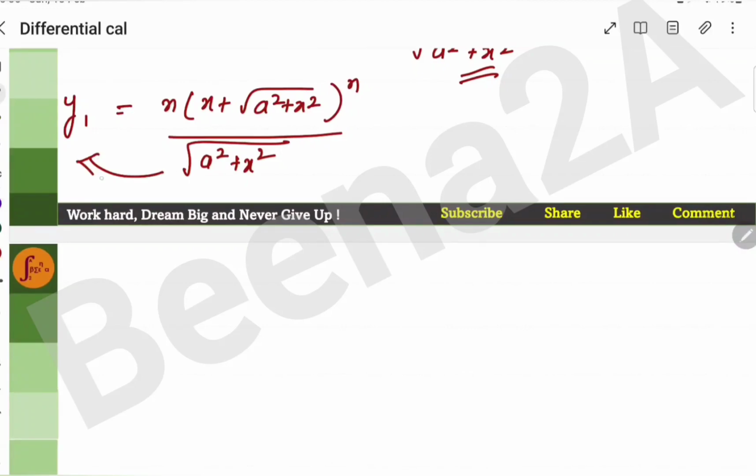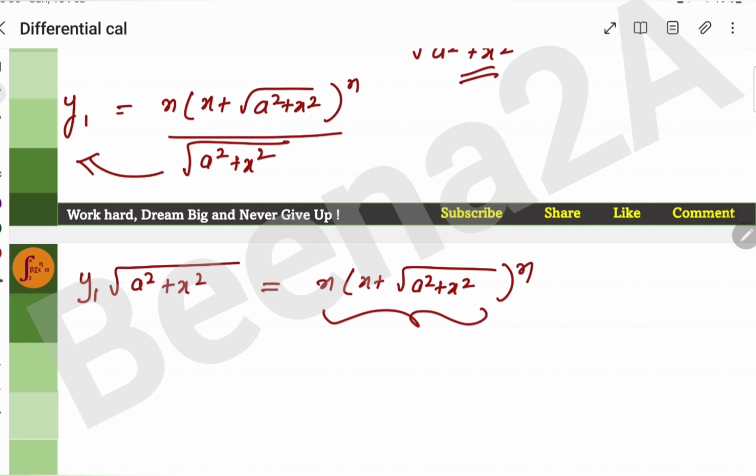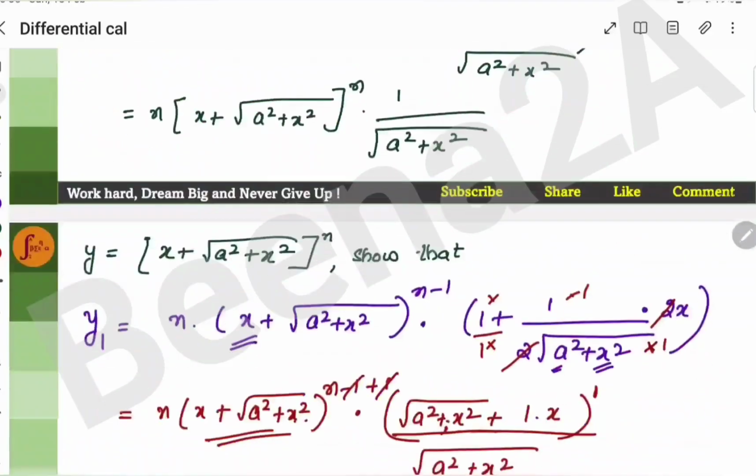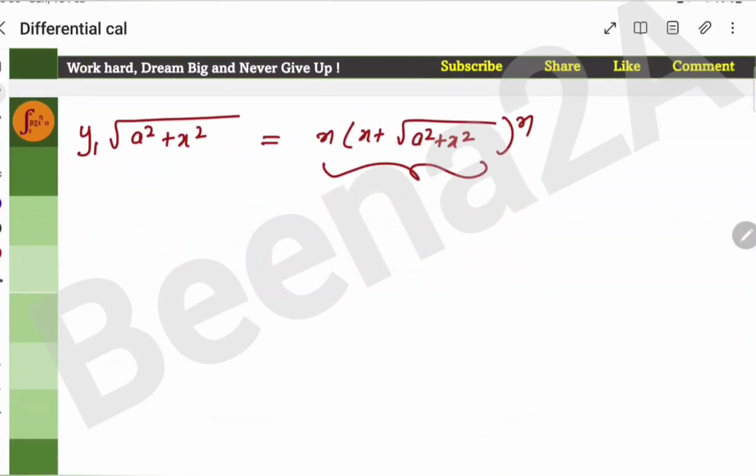Now I can shift this here. So I'll get y1 into root of a square plus x square is equal to n into x plus root of a square plus x square to the power n. Now what is this entire expression? It's y, is it not? This entire expression is equal to y. So let's put it as y. This is nothing but n into y.